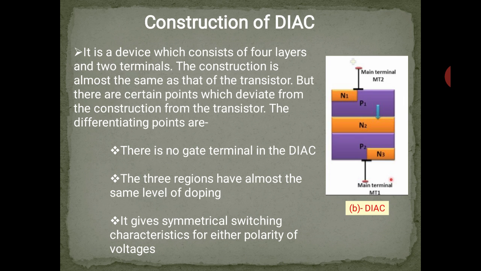Construction of DIAC. It is a device which consists of 4 layers and 2 terminals, as shown in the diagram of DIAC. The construction is almost the same as the transistor, but there are certain points which deviate from the construction of a transistor. The differentiating points are: first, there is no gate terminal in DIAC. Second, the three regions have almost the same level of doping. And third, it gives symmetrical switching characteristics for either polarity of voltage.